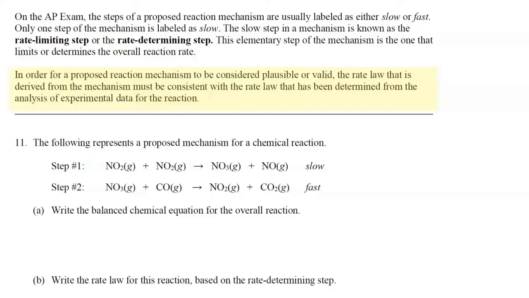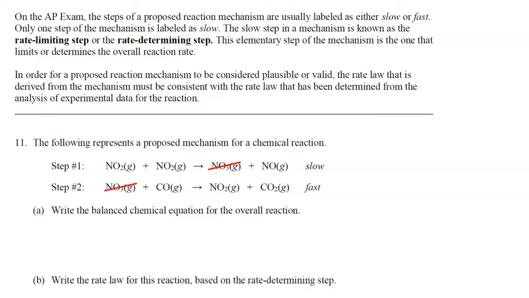So here we go. This is question 11. We have a two-step mechanism, and part A says write the balanced chemical equation for the overall reaction. Now, as I add step 1 and step 2 together, let's see if there's any chemical species that I can cross off because it appears on both sides of the equation. So I see NO₃, which appears as a product in step 1 and also appears as a reactant in step 2. That actually would be an intermediate. Remember, intermediates are formed in an earlier step and then consumed in a later step.